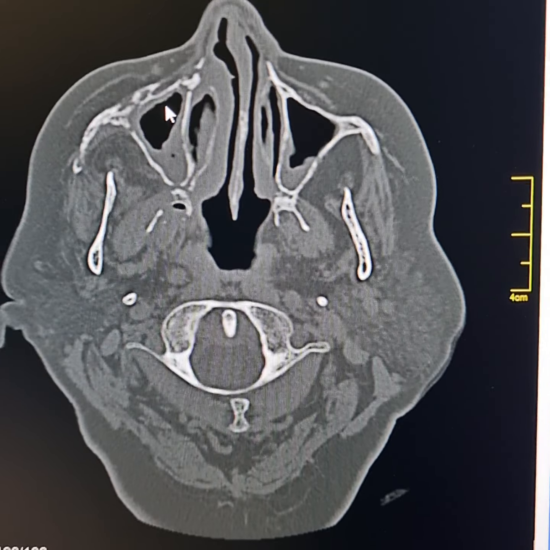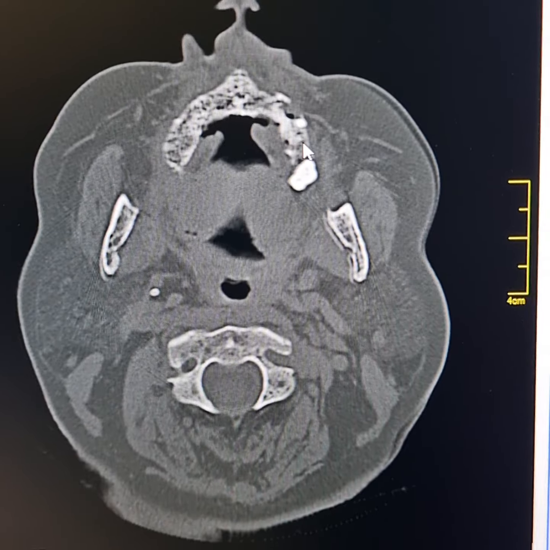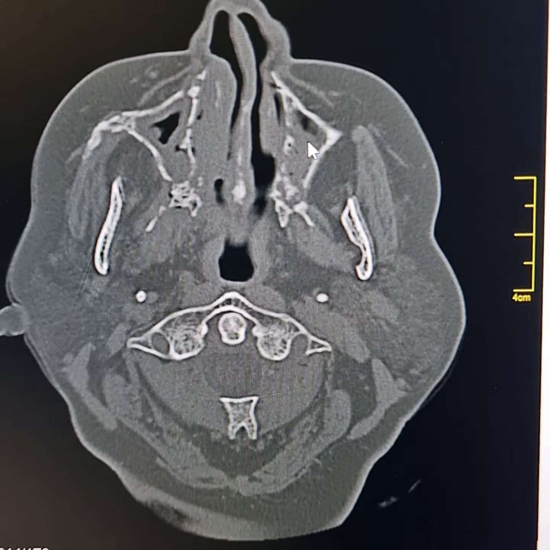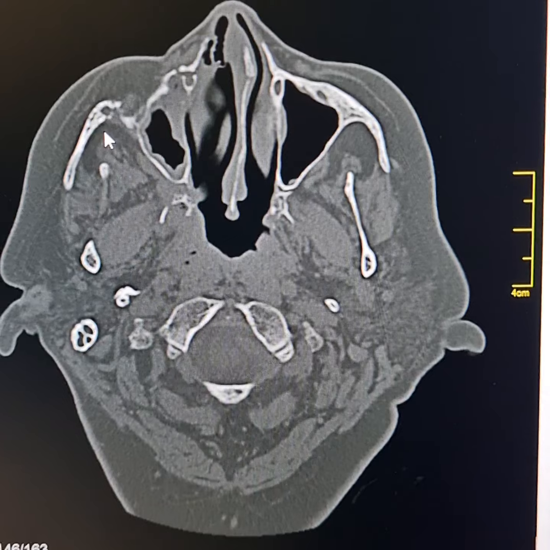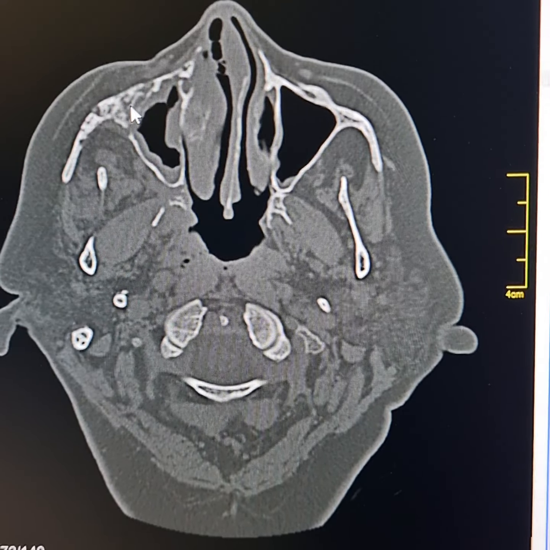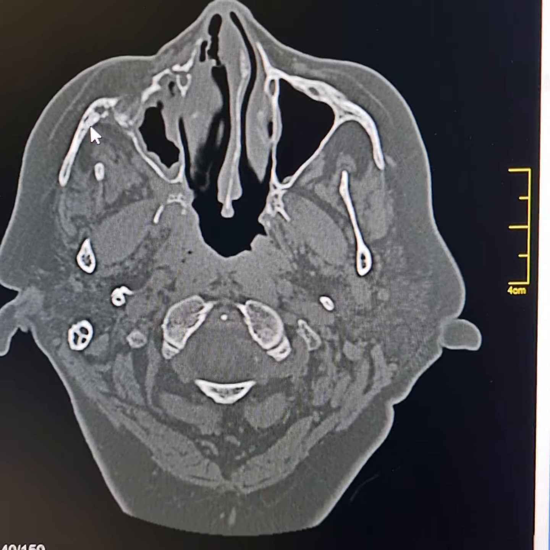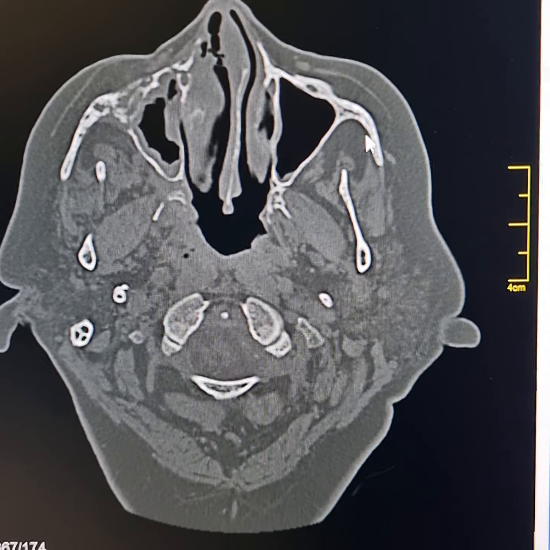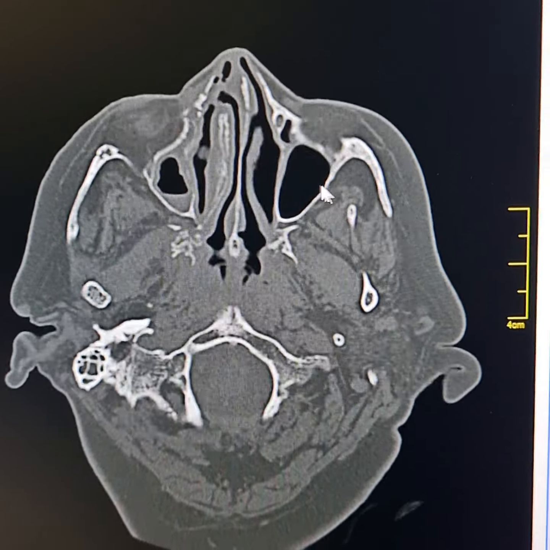Please observe these ill-defined erosions involving all the walls of the maxillary sinuses. On right side, right zygomatic bone is also eroded. Anterior part of right zygomatic arch is also eroded. Left zygomatic bone and left zygomatic arch, these are normal.